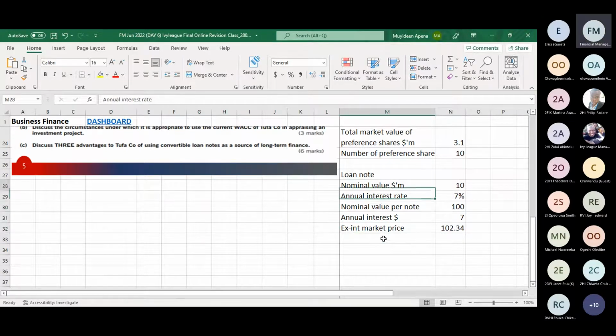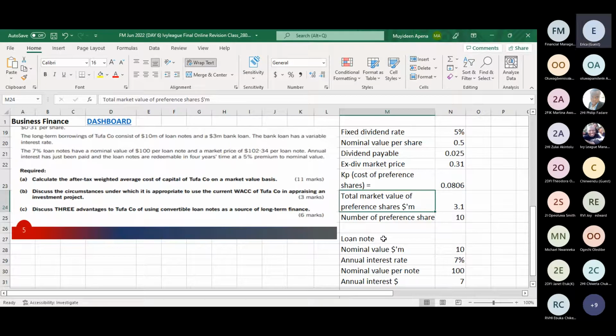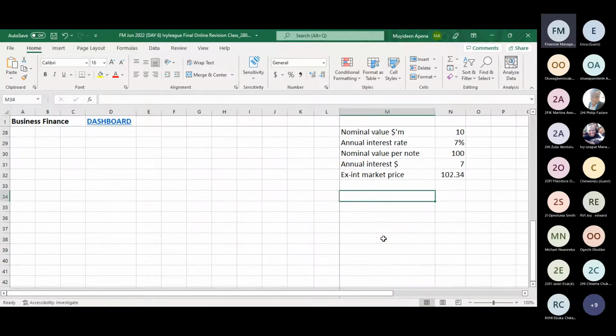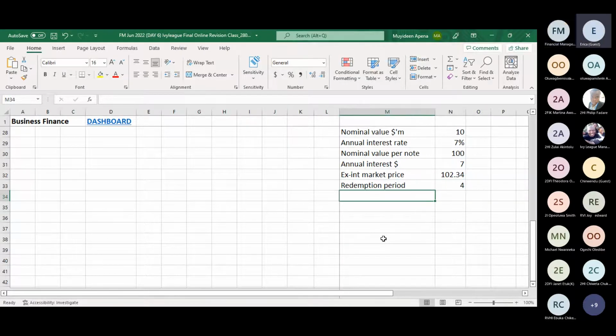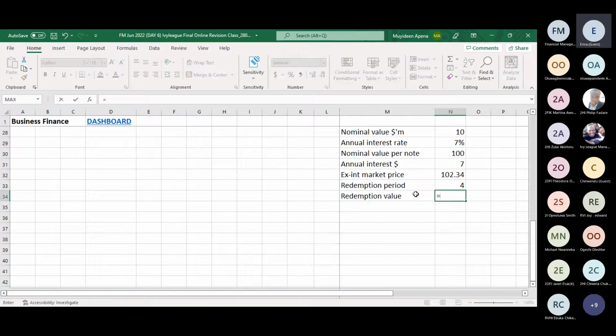So noted. And we are told the loan notes are redeemable in 4 years' time. So redemption period is 4. And then what's the redemption value? We are told it's going to be 5% premium, isn't it?